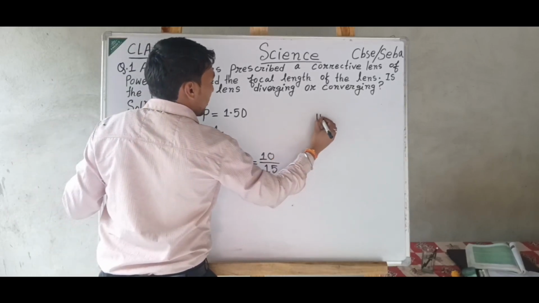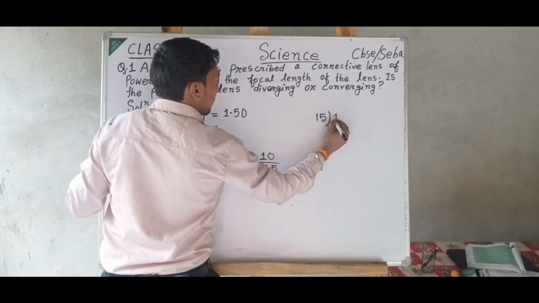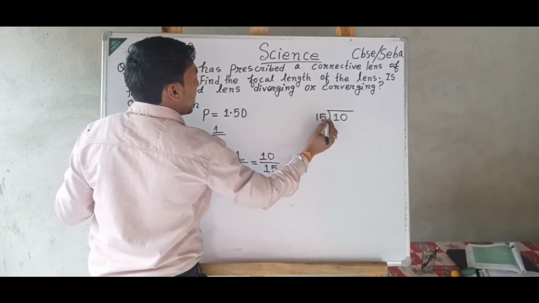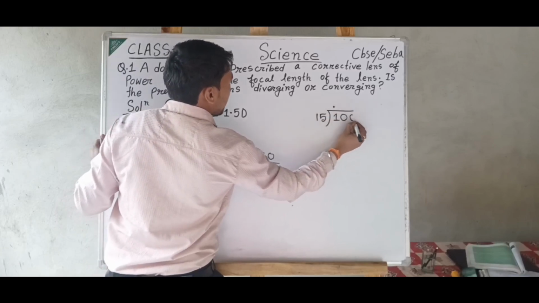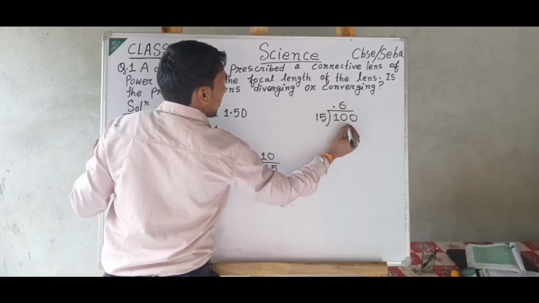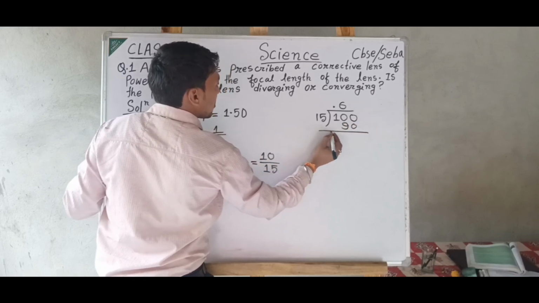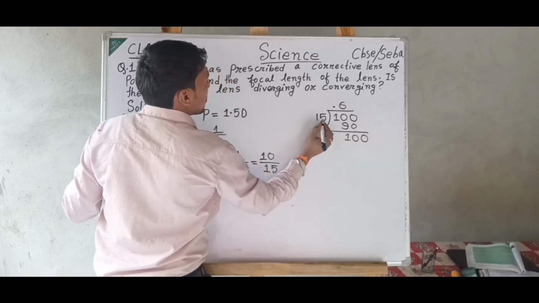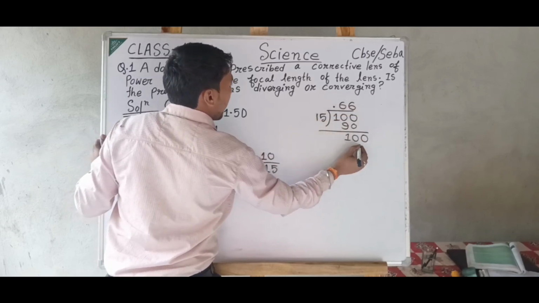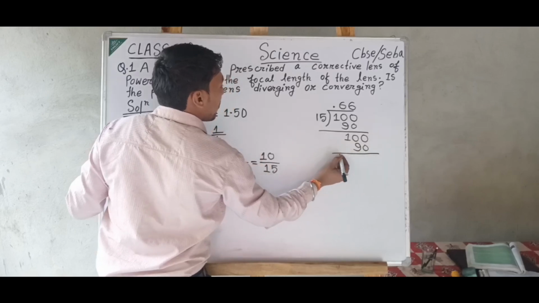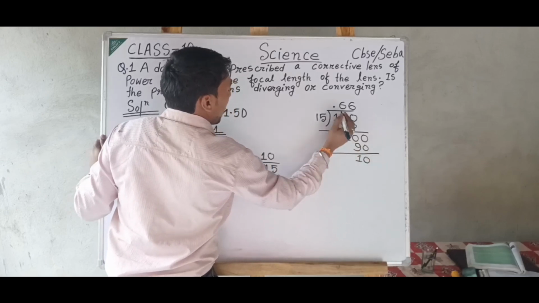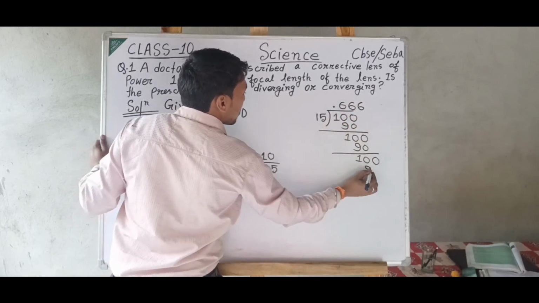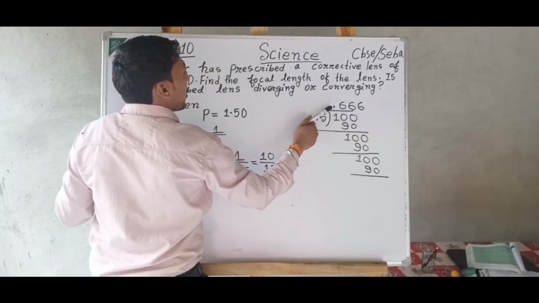Now divide. 10 is smaller than 15, so place a point and write 10 here. 15 times 6 is 90, do minus, you will get 10. One point already I have used, means I can bring down a 0 to make 10. So again 15 times 6 is 90, again do minus, you will get again 10. Again 6 times is 90, so it will repeat in this way, 0.666.